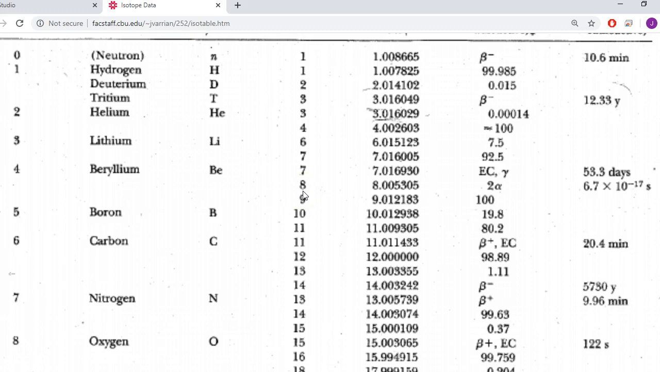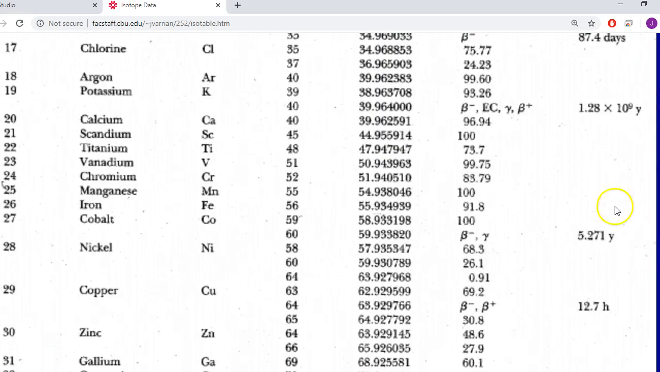If you think about beryllium-8, it's 4 protons and 4 neutrons bound together. So what happens is, if you fabricate some beryllium-8, almost immediately it's going to split into 2 alpha particles, 2 protons, 2 neutrons, okay? But you'll see half-lives all over the place.